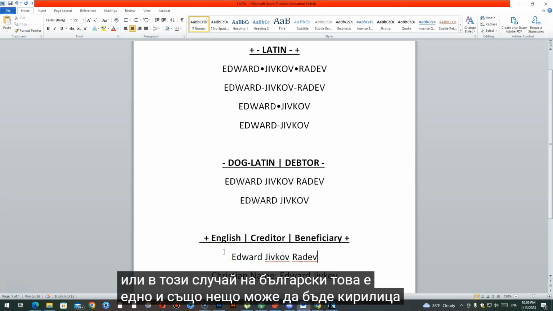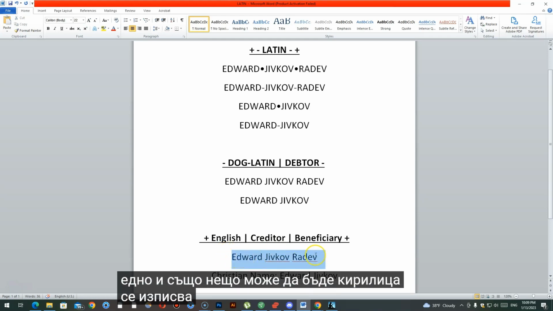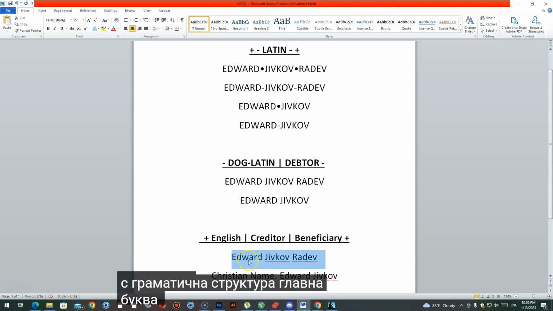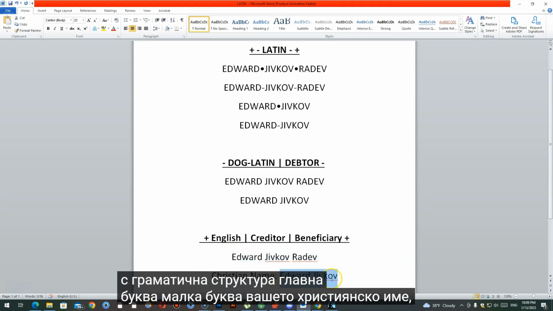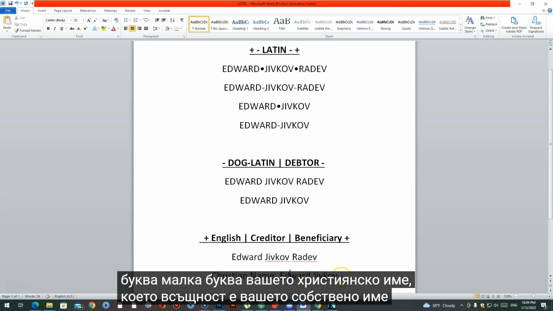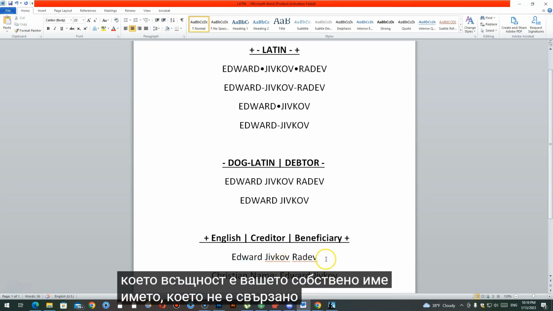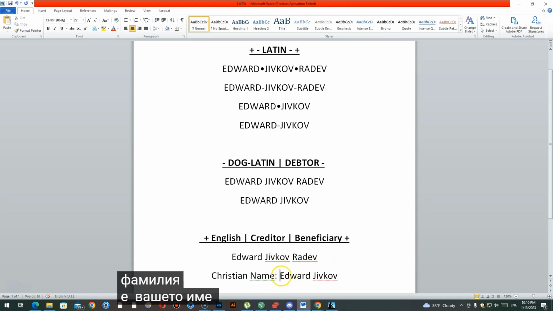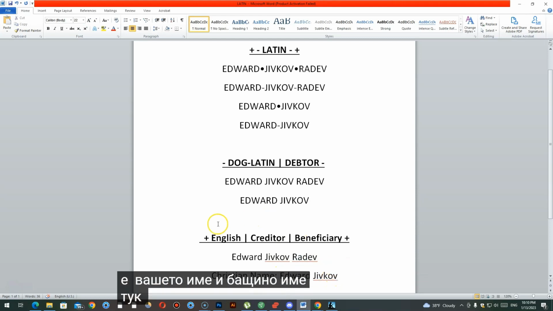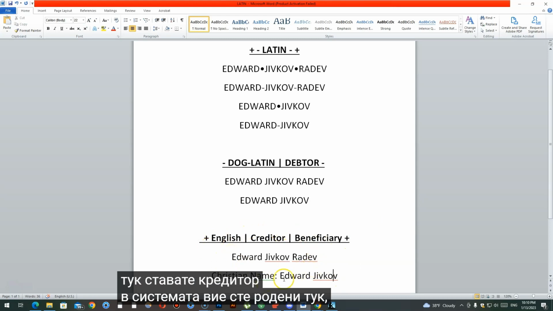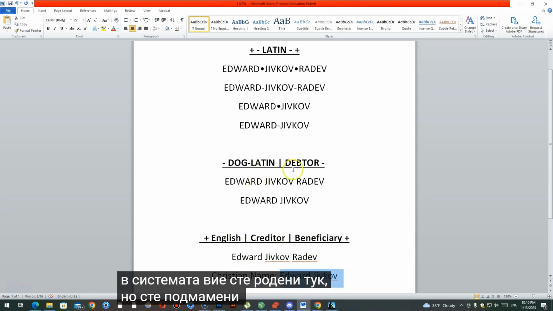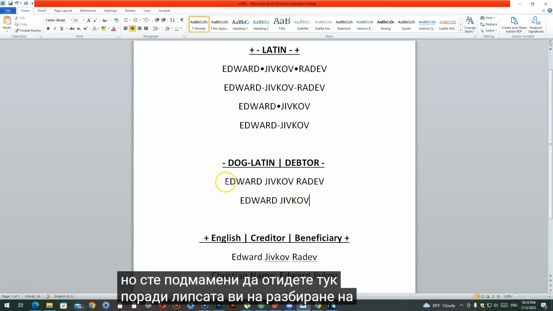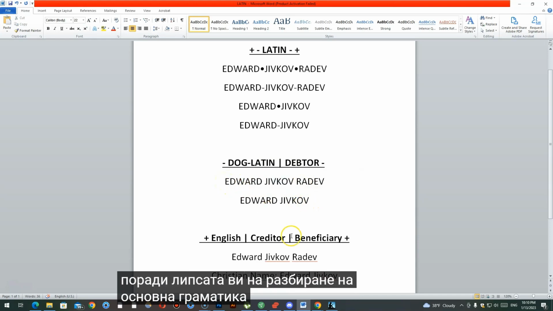It could be Cyrillic, is written out with grammatical structure, capital letter, small letter. Your Christian name, which is actually your proper name, the name that is not attached to a tribe or clan, your last name, your surname, is your first and middle name. This is where you become a creditor in the system. You are born here, but you are tricked into going here because of your lack of understanding of basic grammar.